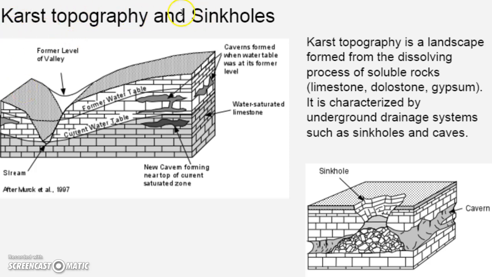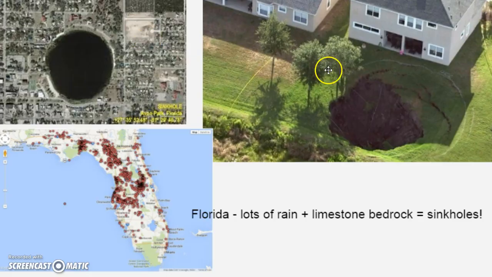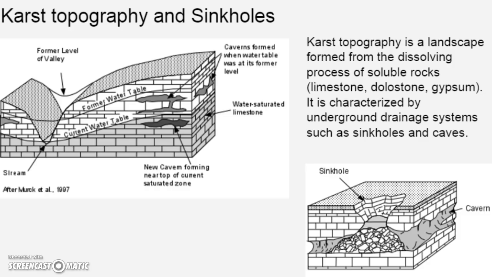It's called karst topography, and it's really the result of the limestone bedrock. Karst topography is a landscape formed from the dissolving process of soluble rocks. Generally it's limestone, but it can also be dolostone and gypsum. It's characterized by underground drainage systems such as sinkholes and caves. So what happens is you get this water flow, and it creates a space, and the land above it just falls in, and that's what's called a sinkhole, right? The land sinks into itself, and you can kind of see this right here, and it forms literally this circular shape. It's a cavern falling in on itself.